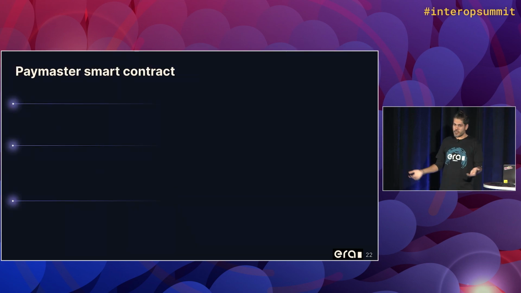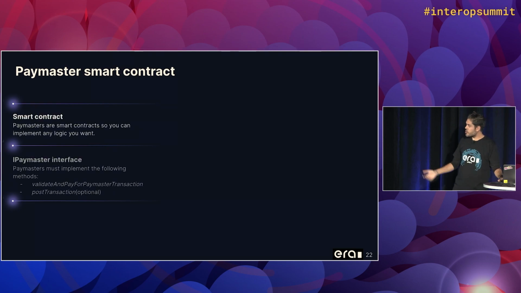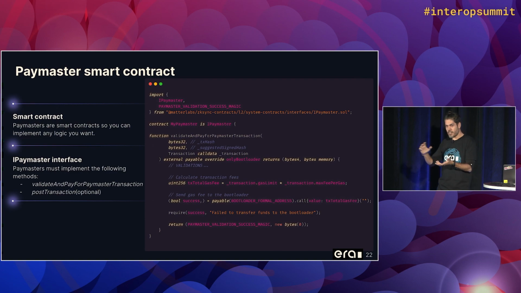As I mentioned, a Paymaster is just a smart contract, so you can put any logic that you want. Obviously, there are some rules that you have to follow. Paymasters have to implement the IPaymaster interface. That interface is provided by us in the zkSync contracts NPM package. And there are two methods in this interface. The first one is validateAndPayForPaymasterTransaction, and the second one is postTransaction, which is optional. You can implement it or not.